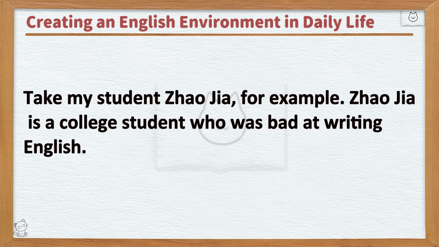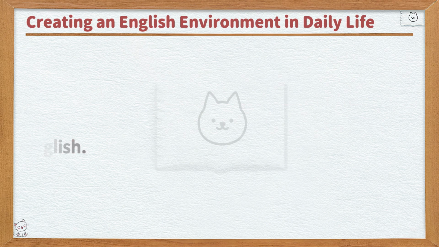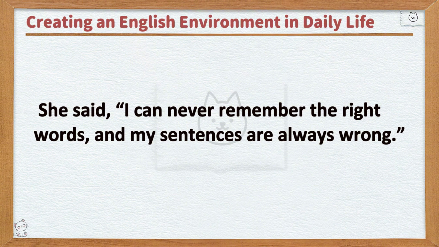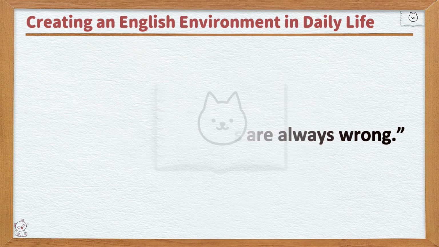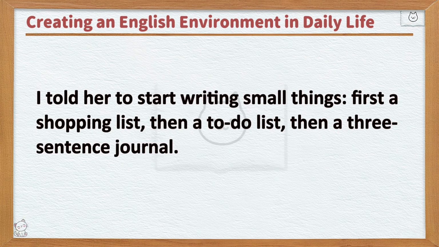Take my student Zhao Jia, for example. Zhao Jia is a college student who is bad at writing English. She said, "I can never remember the right words, and my sentences are always wrong." I told her to start writing small things. First a shopping list, then a to-do list, then a 3-sentence journal.